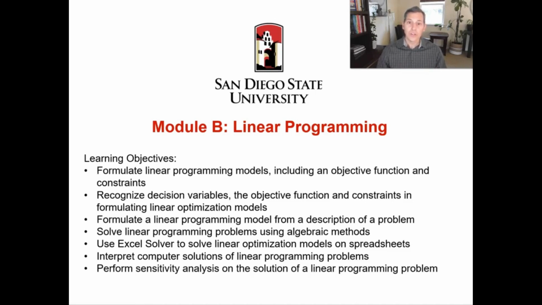Some of our learning objectives for Module B are to formulate linear programming models, including an objective function and our constraints. We want to recognize our decision variables, the objective function, and the constraints when we create a linear optimization model. We're going to solve linear programming using the algebraic method. We're going to use Microsoft Solver to solve linear optimization models using spreadsheets. And then we're going to have to interpret those linear programming models.